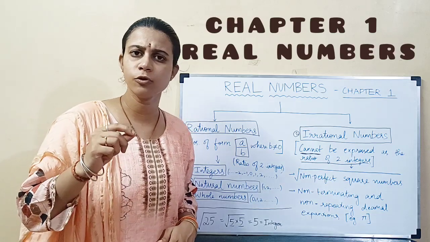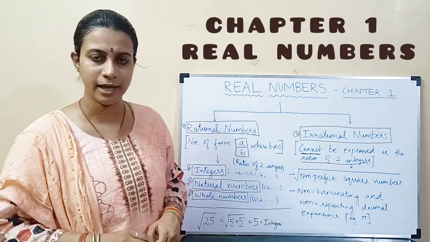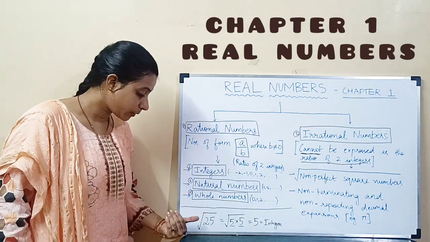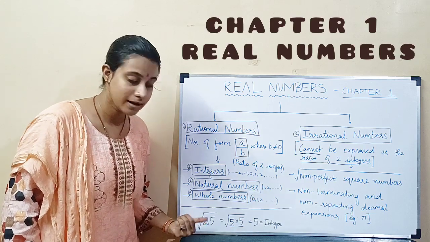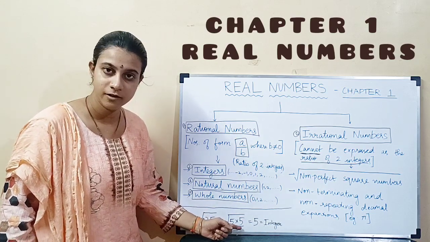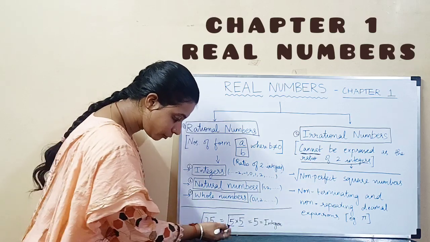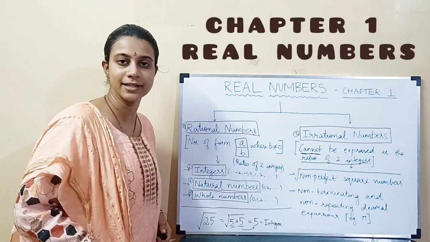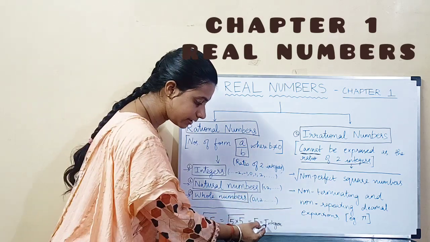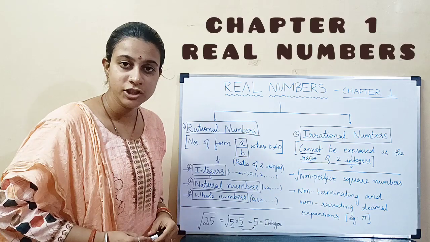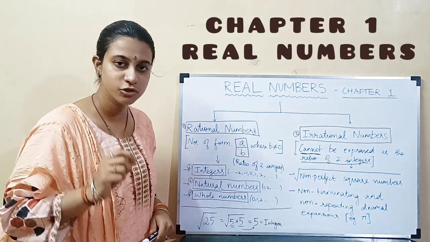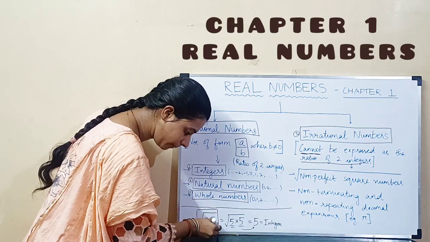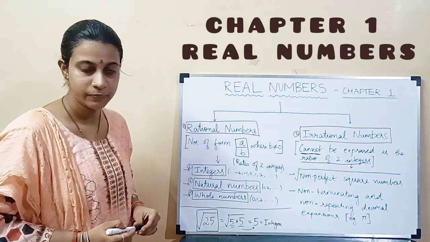So, if we take the root of perfect square numbers, what will happen? Let's take an example, root 25. 25 can be prime factorized as 5 into 5. So, root over 5 into 5 will give the answer 5, which is an integer. An integer cannot belong to irrational numbers, so the root of a perfect square number cannot be irrational.